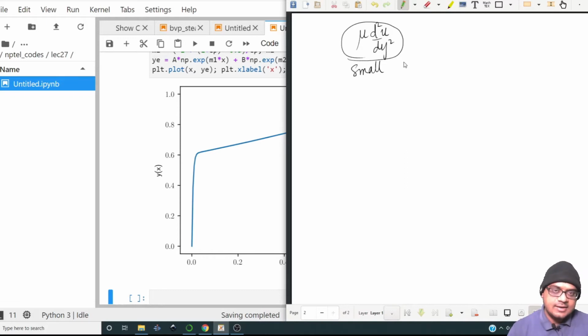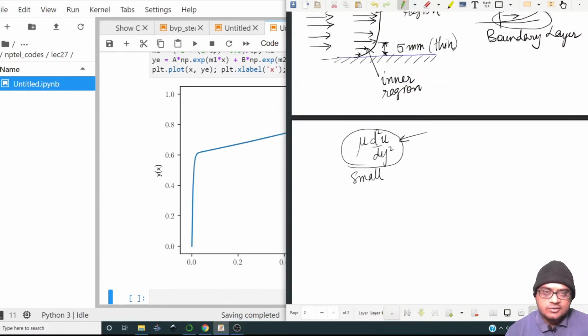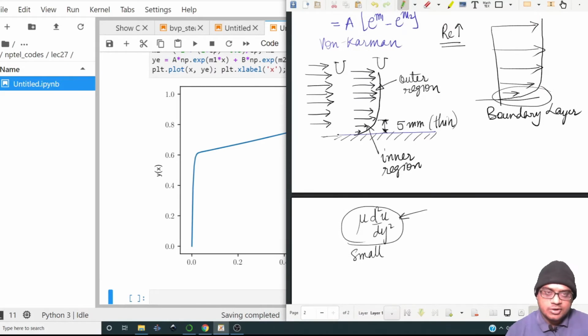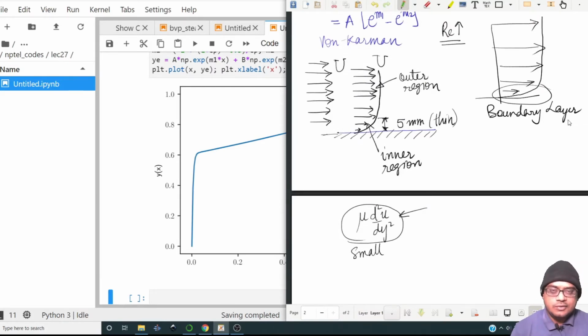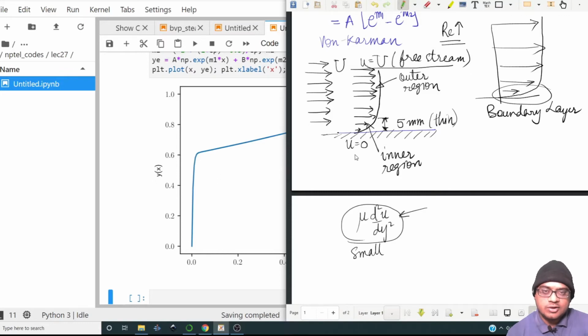But if we neglect this term completely, the momentum equation, instead of being a second order equation, boils down to a first order equation. And a first order equation won't be able to satisfy two boundary conditions simultaneously unless the two boundary conditions are consistent. That's a trivial case. Near the wall, the velocity is zero, but far away from the wall, the velocity is equal to the free stream velocity. It has to satisfy these two boundary conditions.